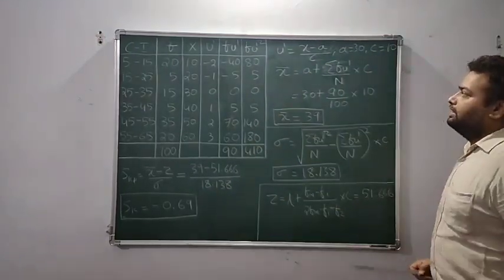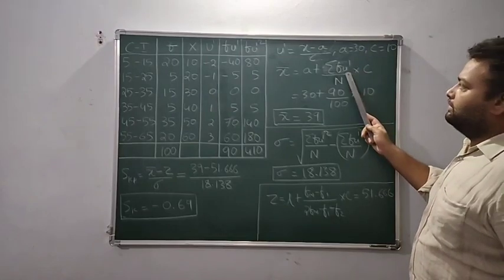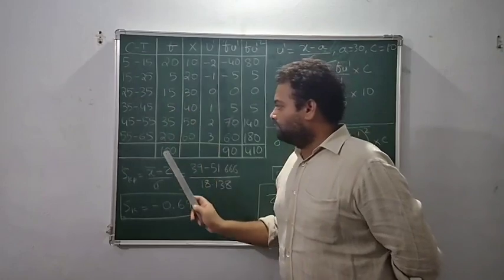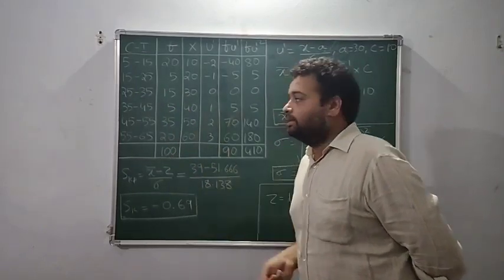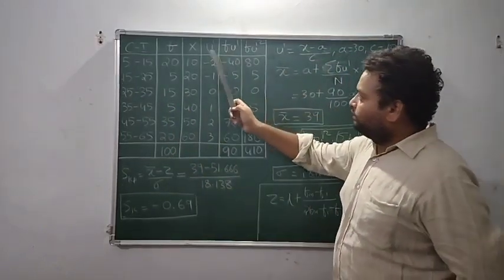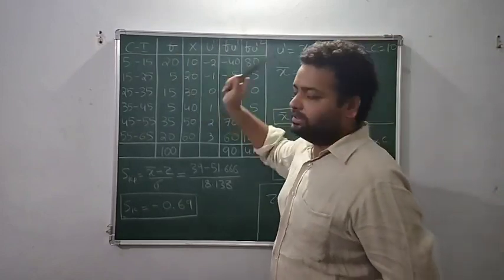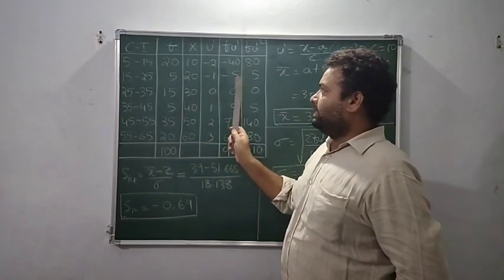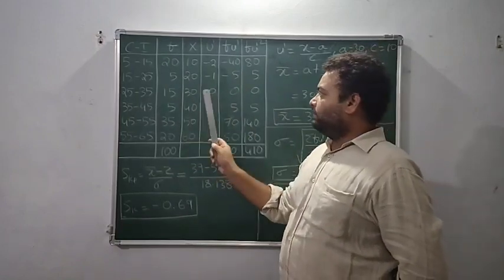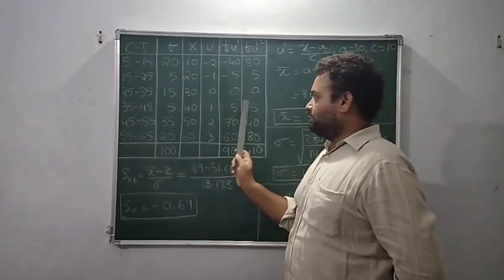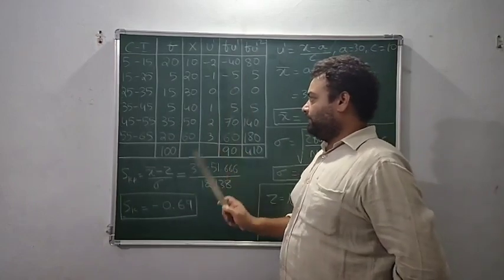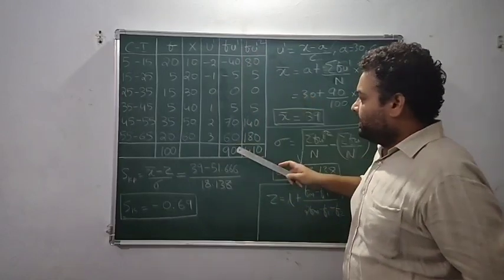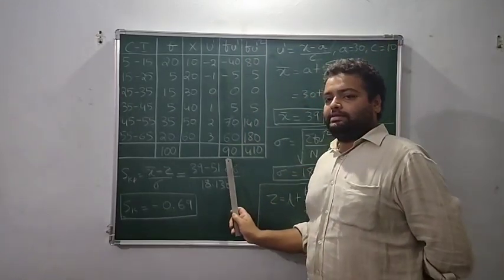So for the formula of mean we need summation of f into u dash divided by n. We already know the n here, that is the total of the frequencies, that is 100. Next, we need to multiply u dash with f. So 20 into minus 2 is minus 40, 5 into minus 1 is minus 5, 15 into 0 is 0, 5 into 1 is 5, 35 into 2 is 70, and 20 into 3 is 60. So adding all the values we get the final answer as 90.